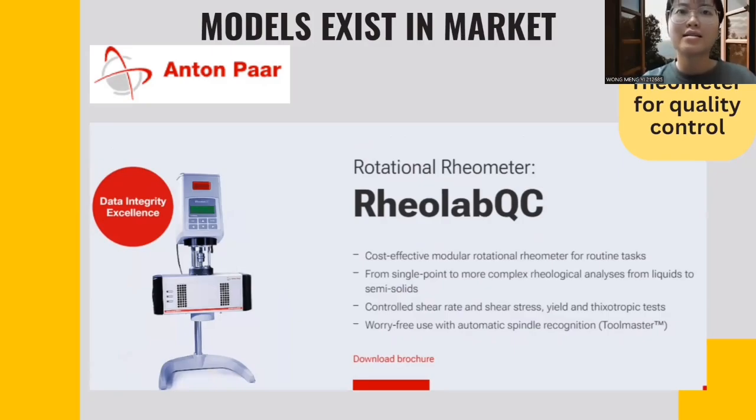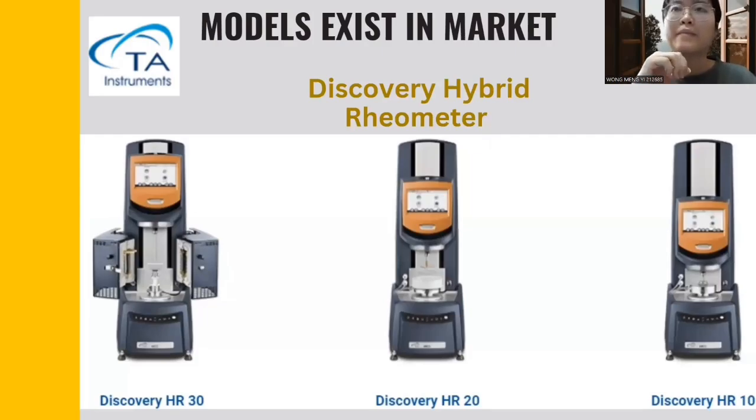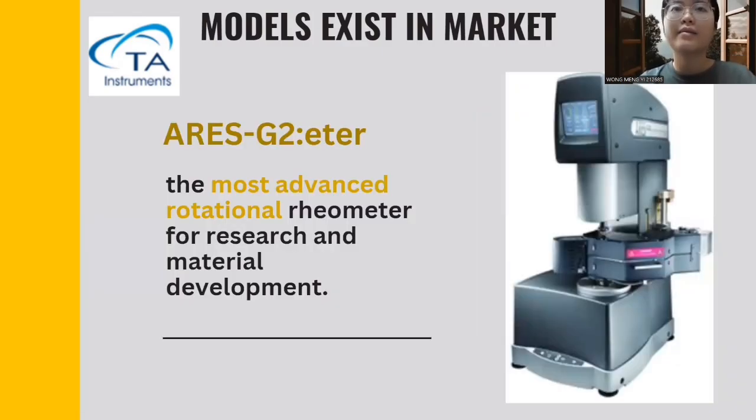And next, the second brand is TA. TA stands for thermal analysis, and TA Instruments is a US company, a world leader in thermal analysis, rheology, and microcalorimetry. And here are the examples of the Discovery Hybrid Rheometer series. And next slide. Here is the ARES-G2, which is the most advanced rotational rheometer for research and material development.